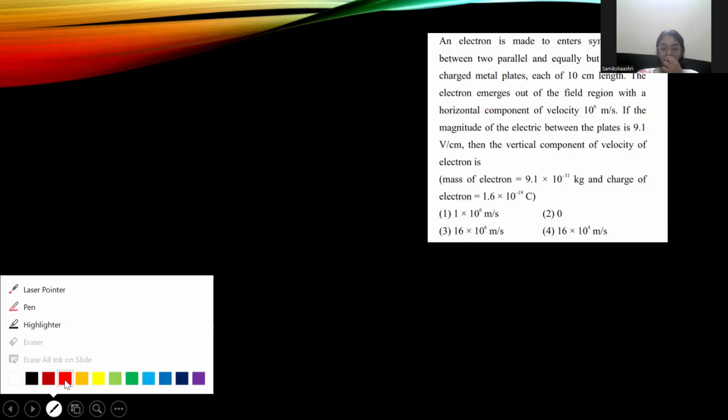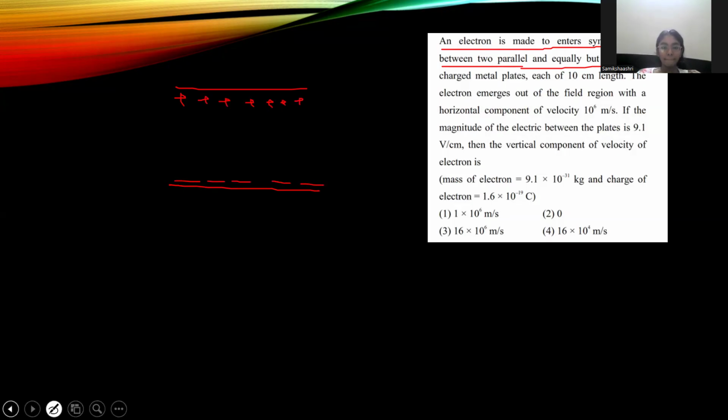Now let's read this question carefully first. Whenever you solve any question, you just read the question carefully. An electron is made to enter symmetrically between two parallel and equally but oppositely charged metal plates. So we have two metal plates which are charged oppositely, plus and negative.